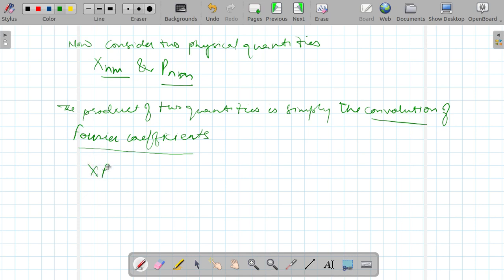So that means (xp)_mn can be written as the sum over k from 0 to infinity of x_mk p_kn. In some books, this convolution can be written either in the form of an integral or in the form of a summation. So here I am using the idea of summation.